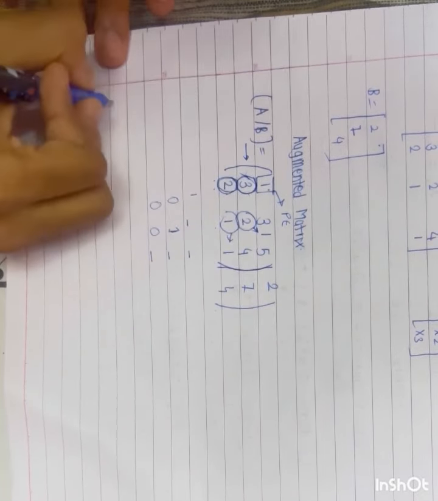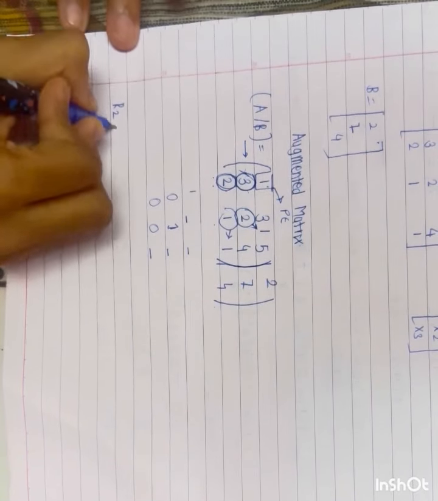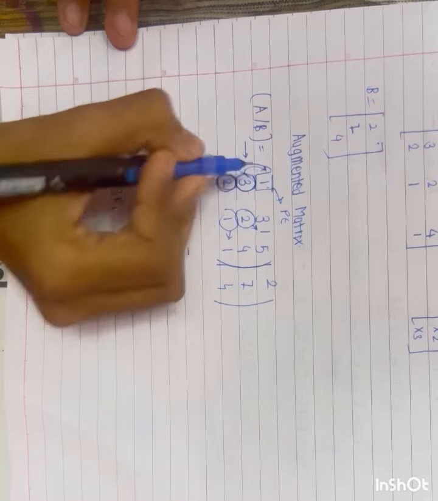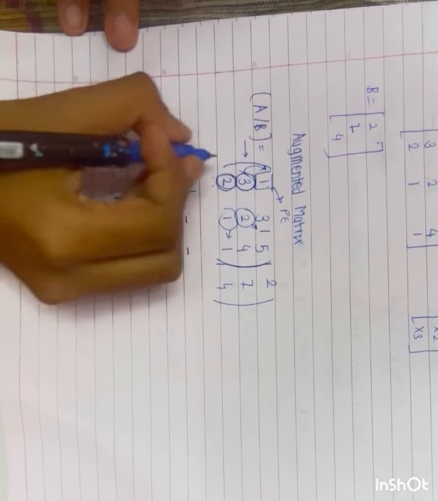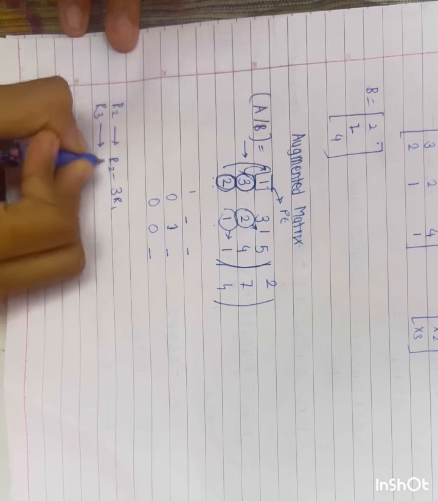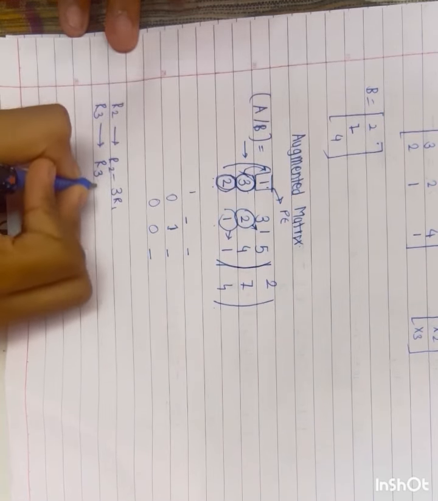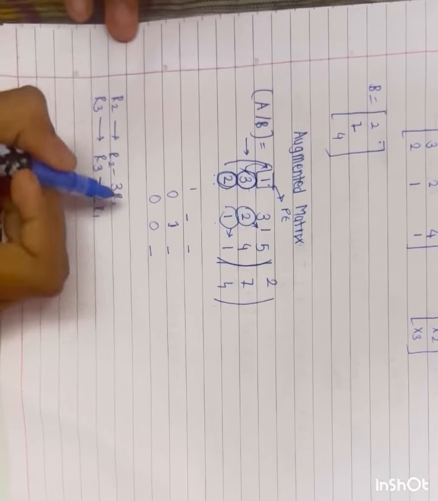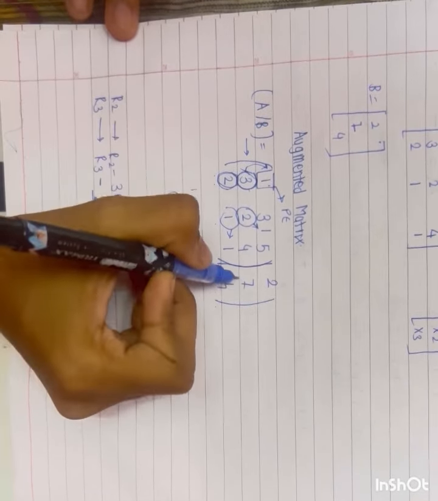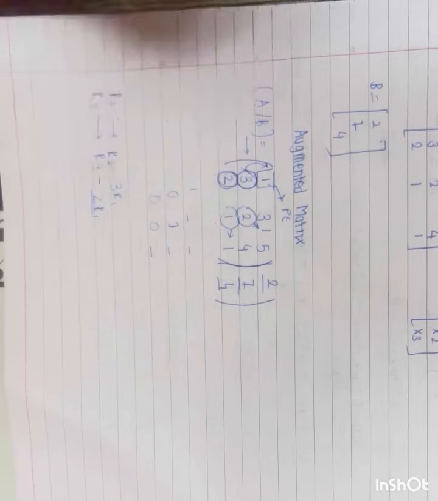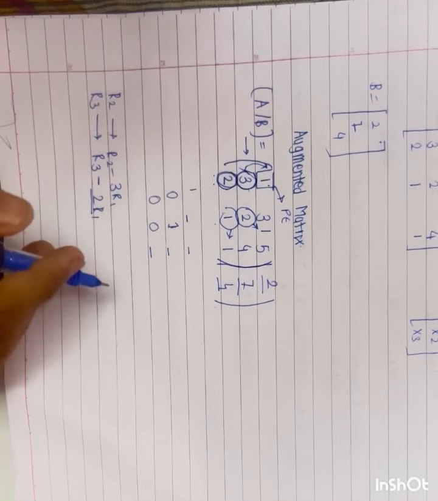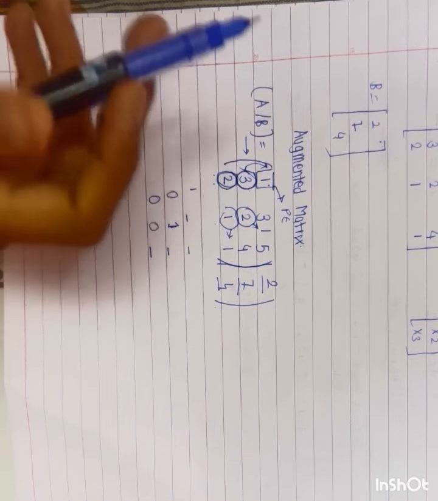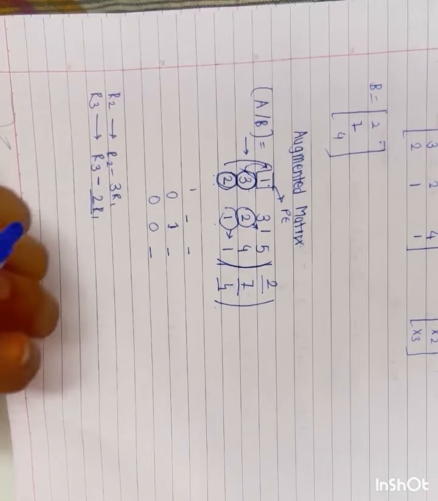So this is row 2. We just say row 2 is R2 minus 3R1. If you multiply this row with 3, so that is 3, this becomes 0. And R3 is R3 minus 2R1. So this is 2, so this becomes 0. And then when you change these values, even these values will change accordingly. And that is how you solve simultaneous equations using the Gauss elimination method.